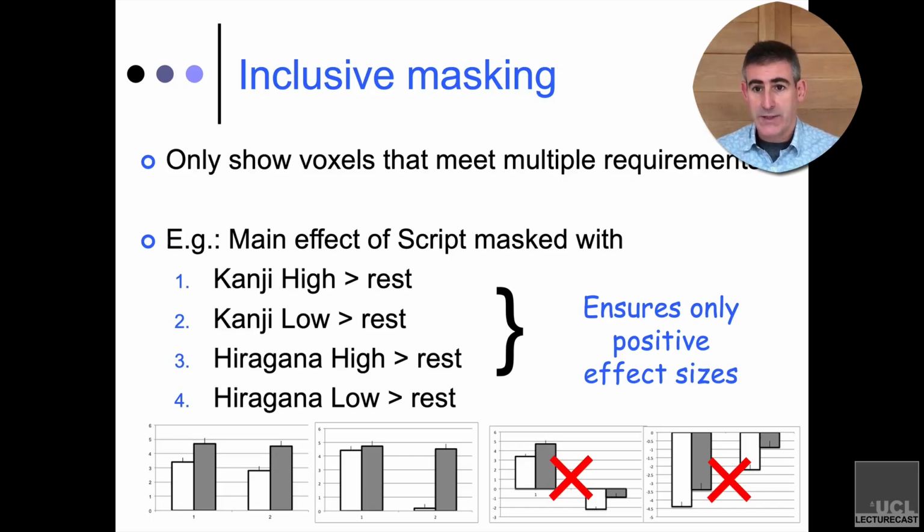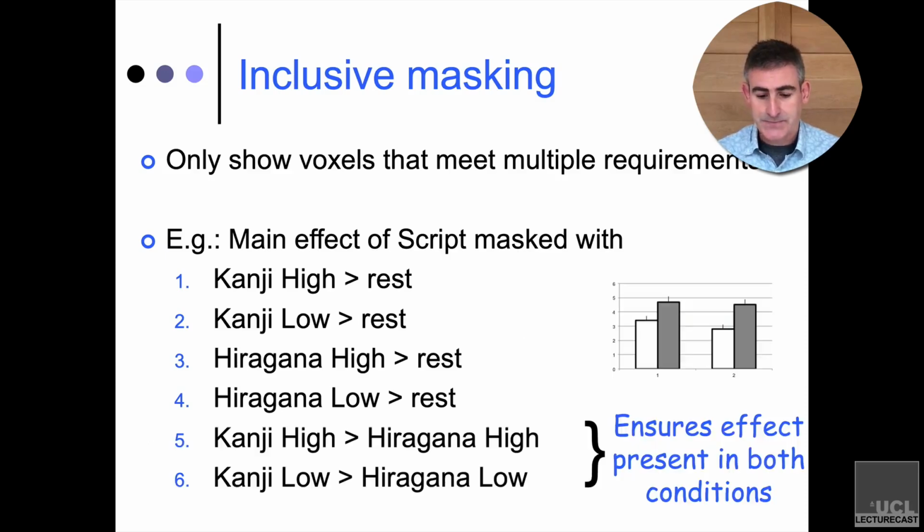So it's the more conditions you have, the more inclusive masks that you add, the more restricted you are, but nonetheless that allows you to eliminate possibilities that aren't of interest. In this case, with those 4 contrasts, we've eliminated 2 of those possibilities.